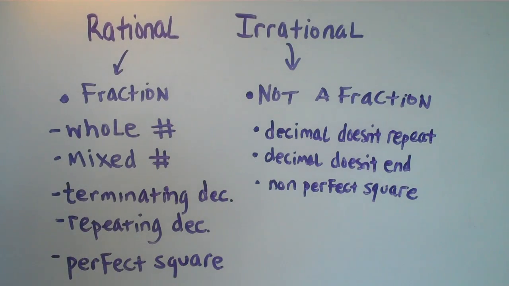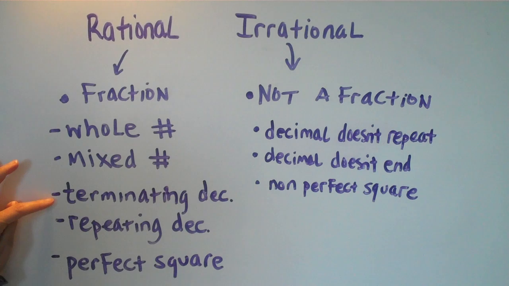There are other things that you can also write down and remember. Rational, obviously we said it can be written as a fraction. So a whole number, we know we can take a whole number like 3 and put it over a 1. Well, that's a fraction, so that's a rational number. A mixed number also can be made into an improper fraction, which is also a rational number.